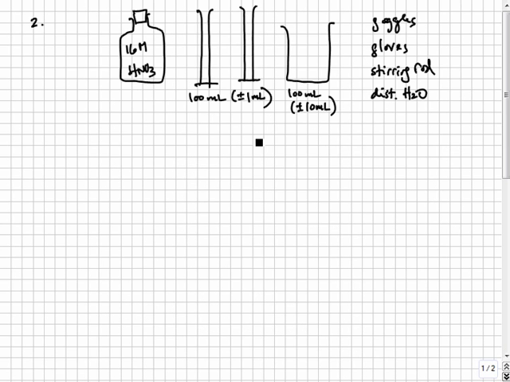Number 2. In this problem, you're given 16 molar HNO3 solution, 2 100 milliliter graduated cylinders, a 100 milliliter beaker, and goggles, gloves, stirring rod, and distilled water. So in part A, number 1, the number of moles of HNO3 is equal to the volume multiplied by the concentration. So if you want 50 mL of 6 molar HNO3, you take the volume, which is 0.050 liter, multiply that by 6 molar, you get 0.3 moles.